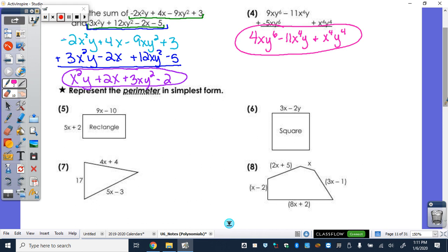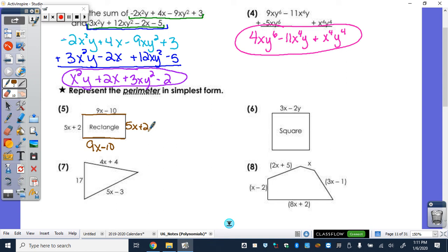All right, next one we bring in perimeter, because they love to use the concept of perimeter as far as adding your polynomials together. Because how do you find the perimeter of any shape? Add up all your sides. So, with a rectangle though, what's true about the top and the bottom? They're the same. And the left side and the right side? Is the same. So that means my right side would also be 5x plus 2.